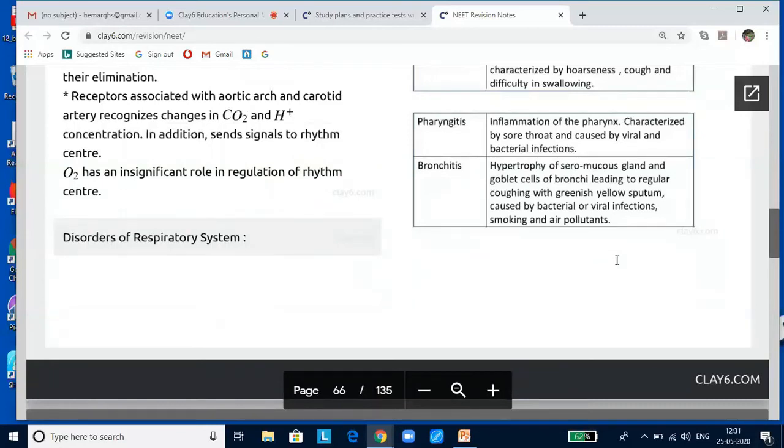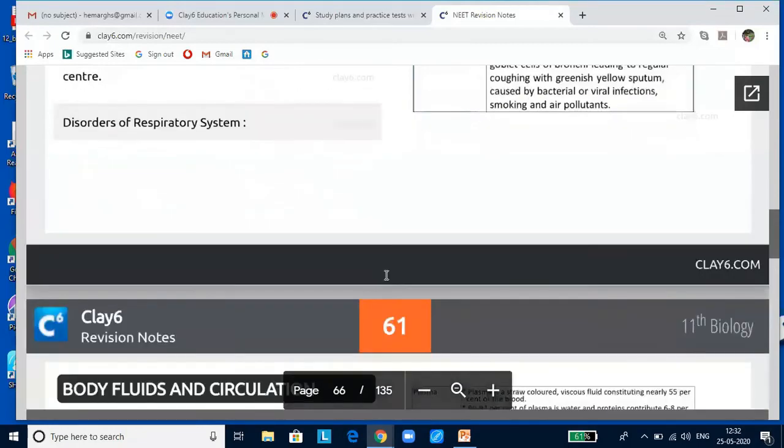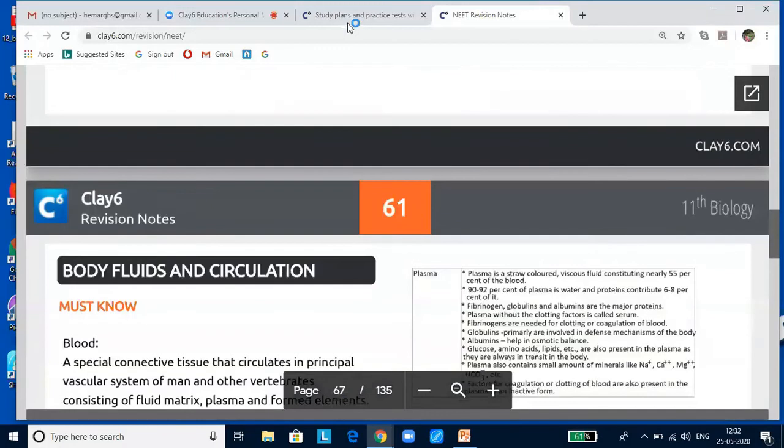See, itis refers to inflammation. Any word, if you look at it ending with itis, it is an inflammation, and usually it will be associated with an organ. So when you are able to identify the organ, that organ is getting inflamed, that is the disorder of the particular organ. So with this, we are completing the key concepts of the lesson. Now let us look into the test.